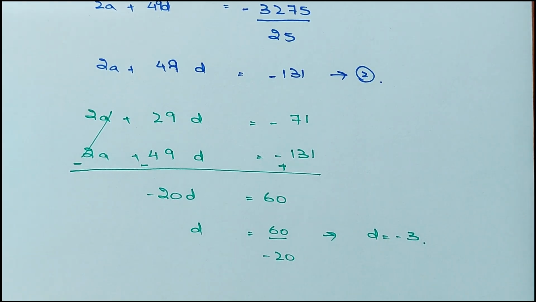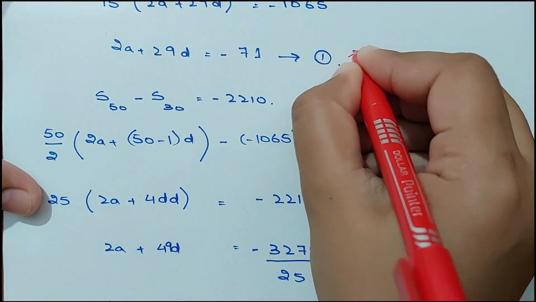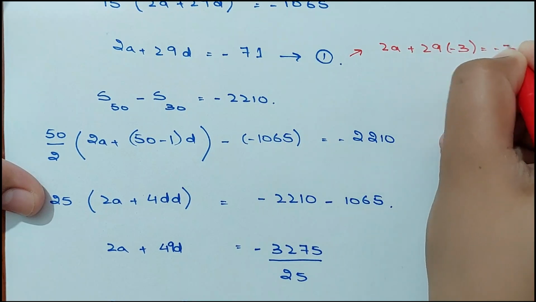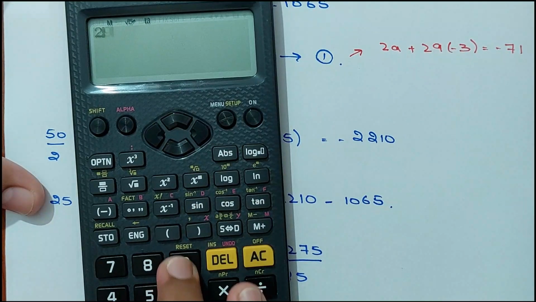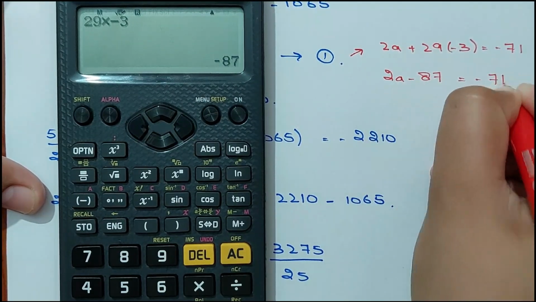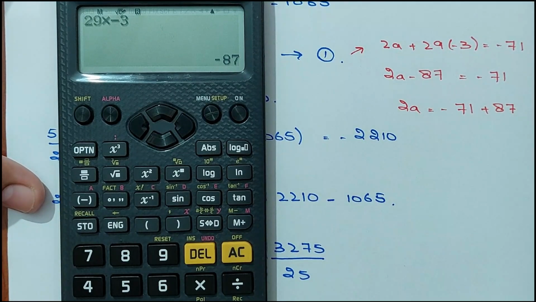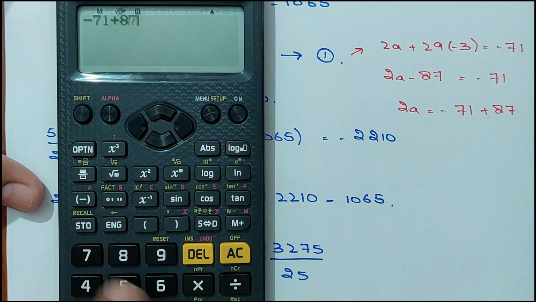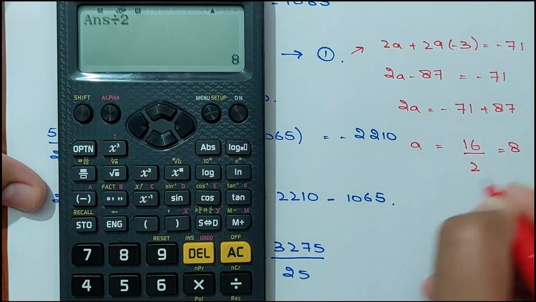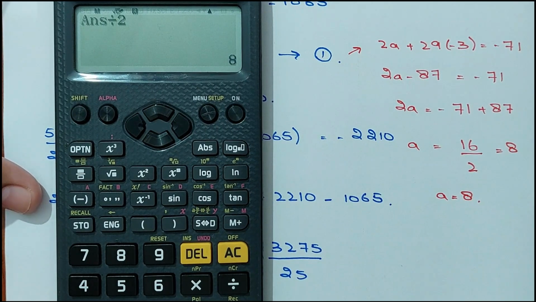Now substitute the d value into the first or second equation to get the value for a. So let me substitute over here. In the first equation, 2a plus 29d, with d negative 3, is equal to minus 71. So 29 times negative 3, this is 2a minus 87 equals minus 71. So 2a is equal to minus 71 plus 87. Shifting the 87 to the other side, it changes the sign. So minus 71 plus 87 is 16. So a would be equal to 16 divided by 2, which is 8. So here the a value is 8 and the d value is negative 3. The first term is 8 and the common difference is negative 3.